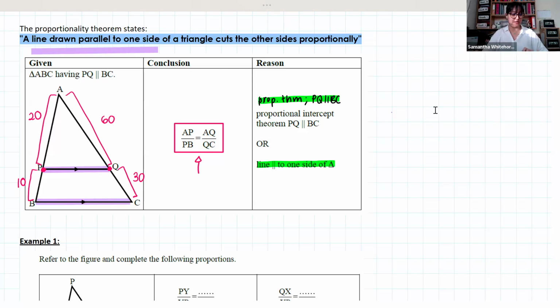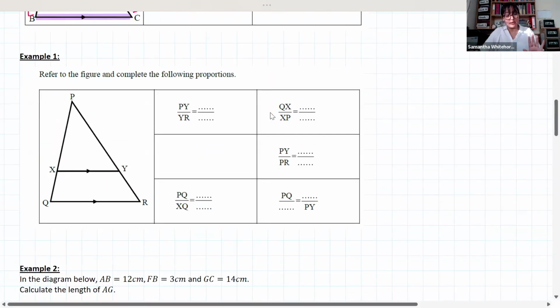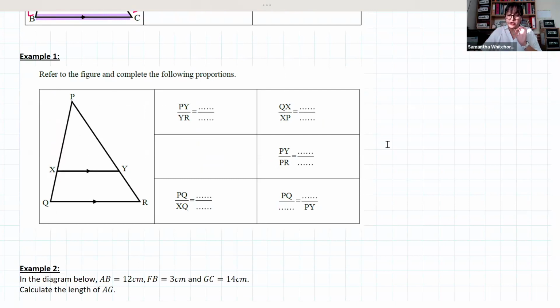Right, first example. So example 1, again, nice and basic, nothing we're going to stress about, is just understanding how these ratios and these proportions work. Okay, so it's just understanding how the ratios and the proportions work.